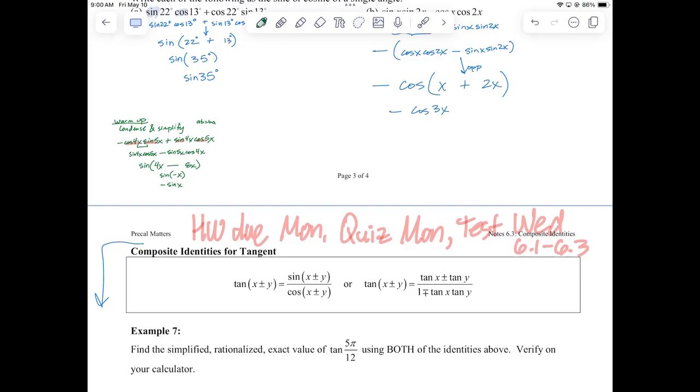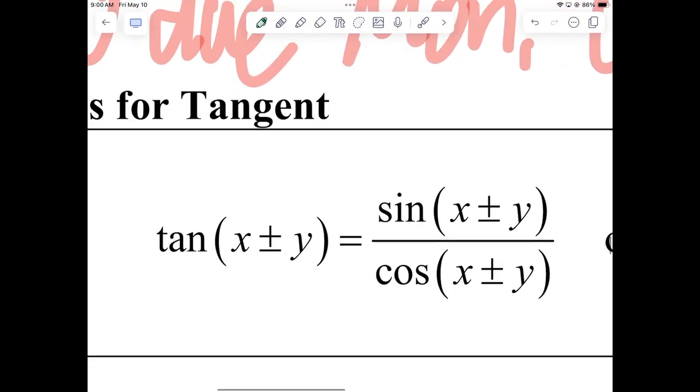There are composite identities for tangent, and we're going to learn them a little bit faster than we learned the cosine ones. First of all, tangent of x plus or minus y is equivalent to sine of x plus or minus y over cosine of x plus or minus y. Is that true? Yeah. This is basically the ratio identity, right? Because we know what sine of x plus or minus y is, and we know what cosine of x plus or minus y is, we could say tangent of x plus or minus y is the sine over the cosine. And that gives us something to do because we can expand the top and we can expand the bottom.